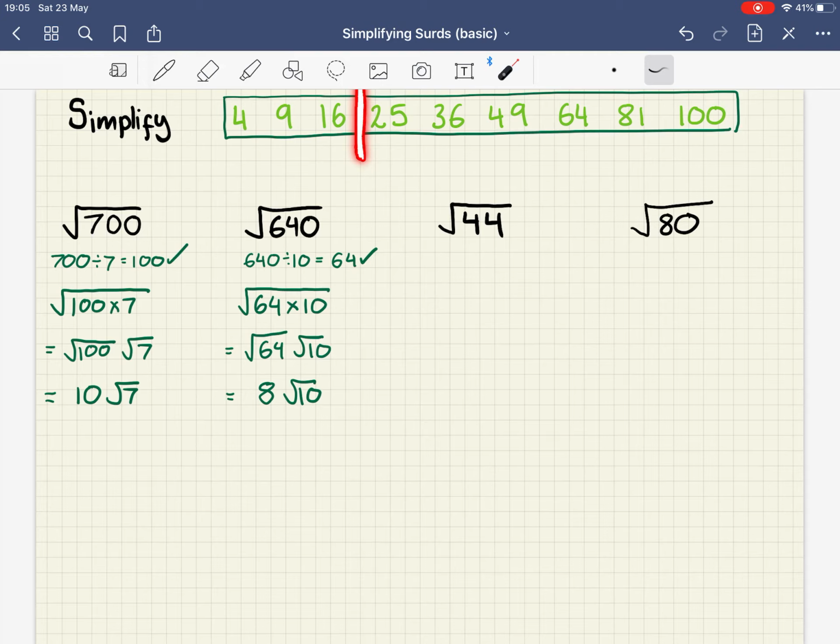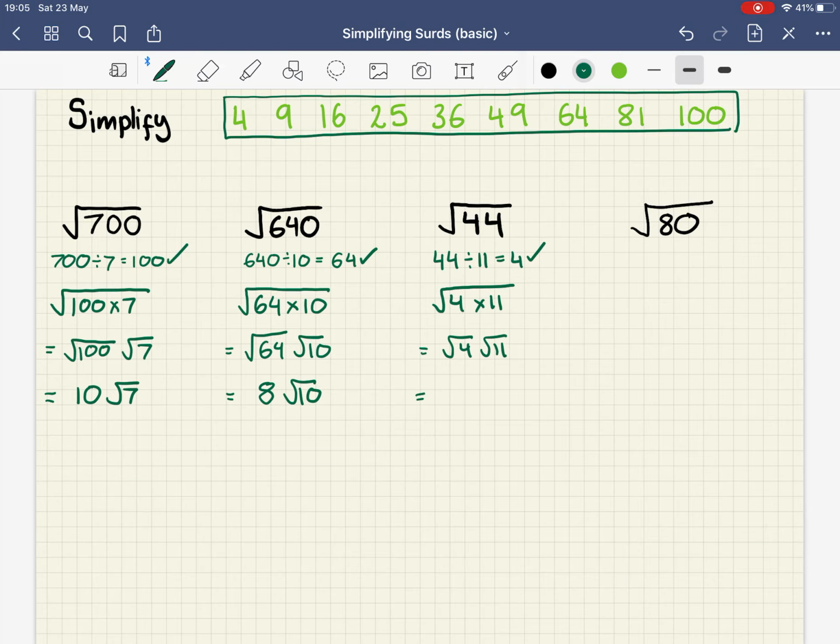So all I've got to work with is 4, 9 and 16. And the clue is kind of in the number 44. I can definitely divide that by 4. And in fact, if I divide 44 by 11, that gives me 4. And that is going to work. So I'm now going to have 4 times 11, which is equal to root 4, root 11, which is going to be 2 root 11.